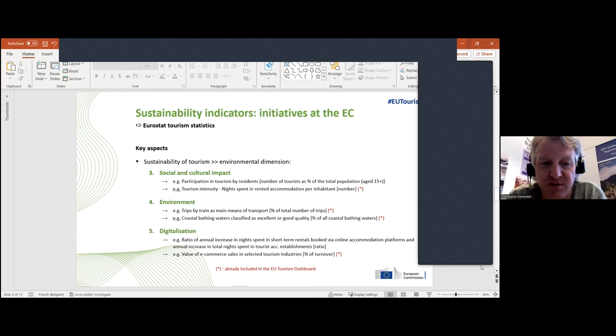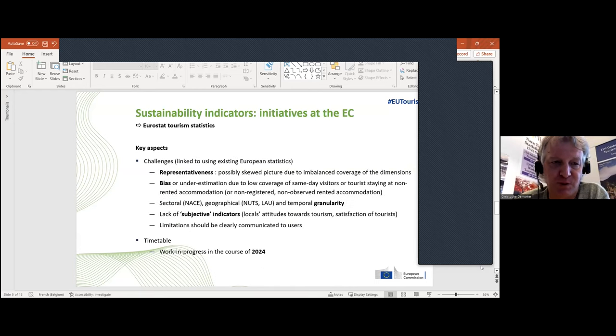Of course, environment is one of the dimensions, which is unfortunately the more difficult one to measure. And I think we're all aware of that challenge. And finally, because it is one of the priorities of the Commission, there will also be a component on digitalization. Some of these indicators are already included in the dashboard. We take ideas from the dashboard and vice versa. So far the cooperation works really fine.